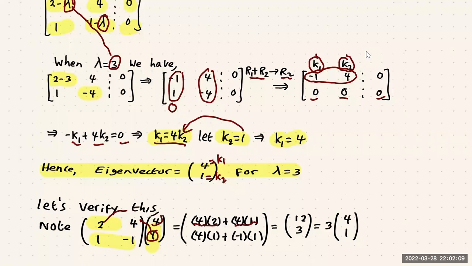So look at this one. It'll be 4 times 1. And 1 times -1. That's how I get this one. If you add those, you'll have 8 plus 4, so 12. And then on here it'll be 3.